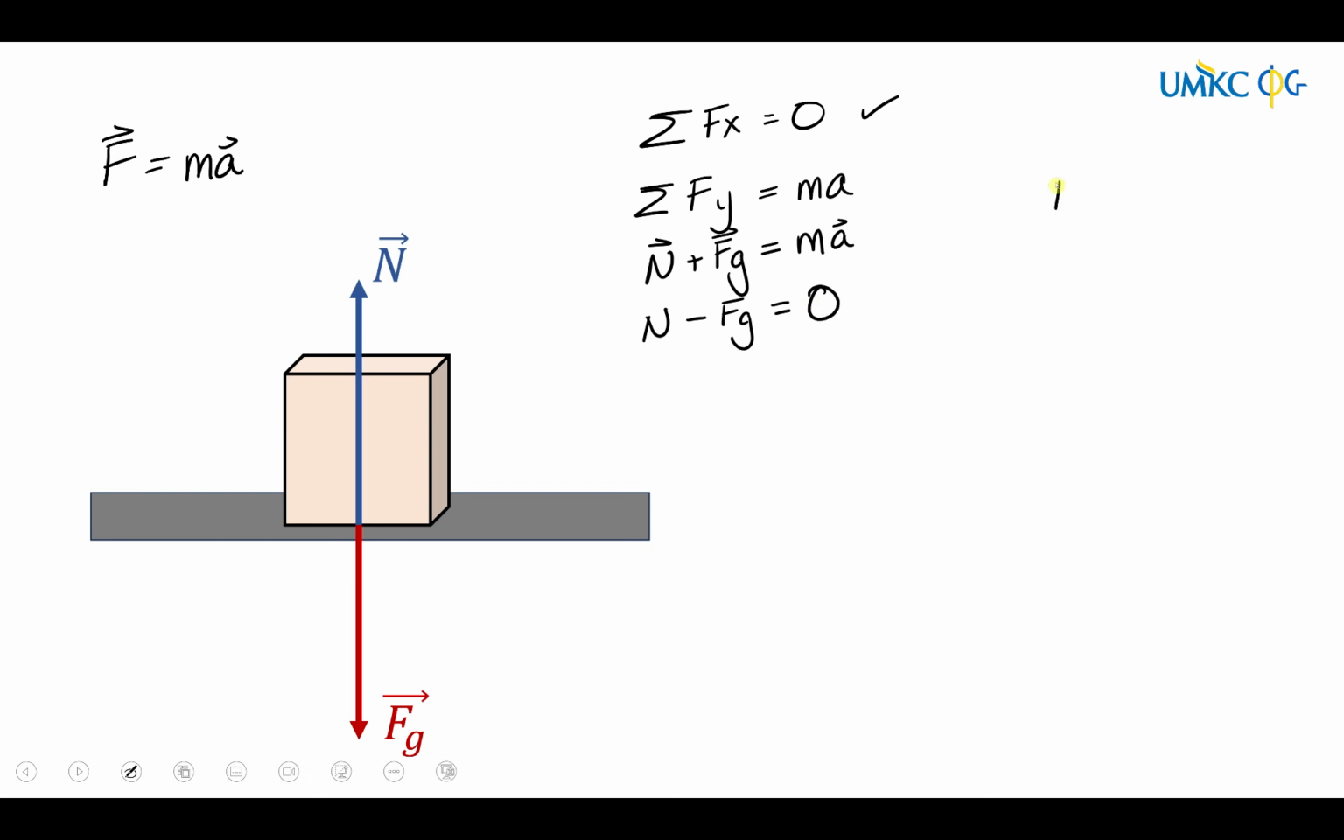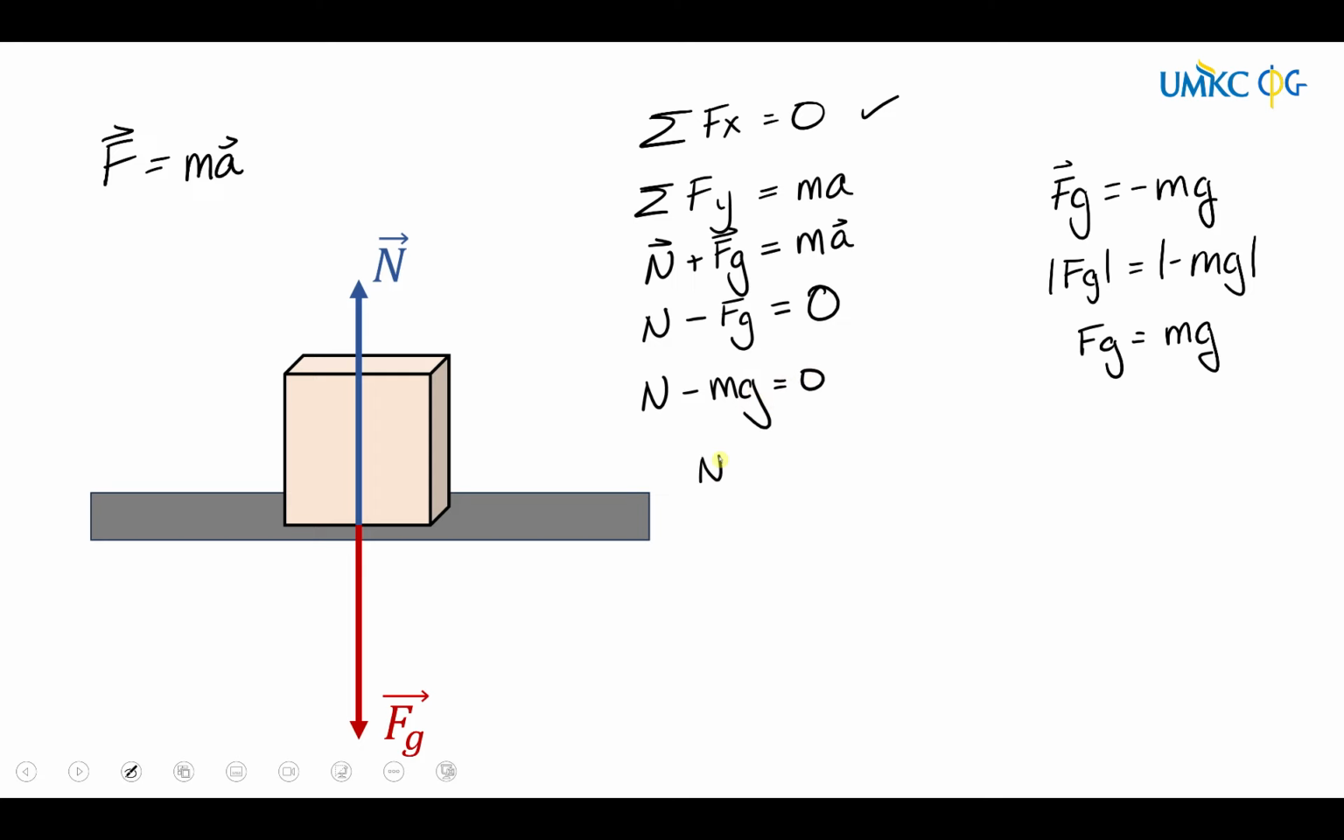I know that the force due to gravity is equal to negative mg, but I already pulled out my negative sign. So what I need is the magnitude of this force, meaning that my Fg is mg. So I can put that my normal force minus mg is equal to 0. In this situation, my normal force is just equal to the mass times 9.81. This is a fairly straightforward example, probably the easiest example that there is.